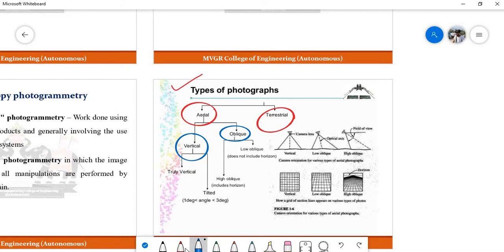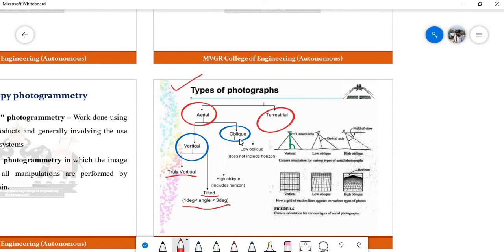Again, in vertical, truly vertical means exactly the camera axis is perpendicular to the earth. And another type of vertical photograph is tilted. That means the angle of tilt is less than 3 degrees. For your reference, here there are diagrams. Vertical photograph, here you can see exactly vertical, perpendicular to the earth terrain. This is vertical. This is vertical. A small tilt less than 3 degrees, that is called tilted photograph.